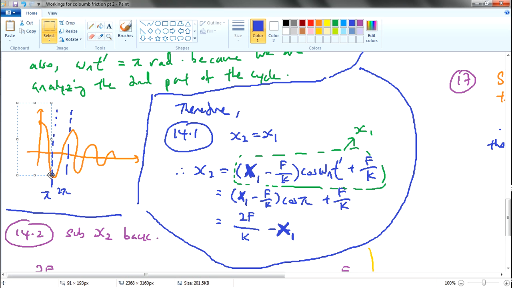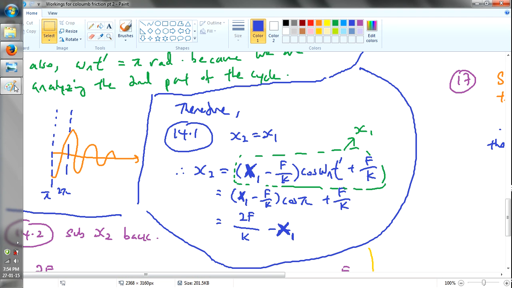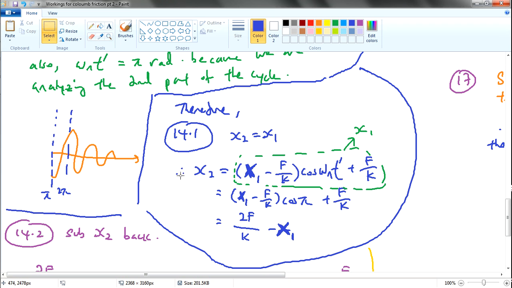So instead of starting at t equals 0, typically when you start at t equals 0, you sub in 0, right? But now we sub in pi because we are starting at pi. So this is the meaning behind it. Okay, it's a little abstract and a little complicated.